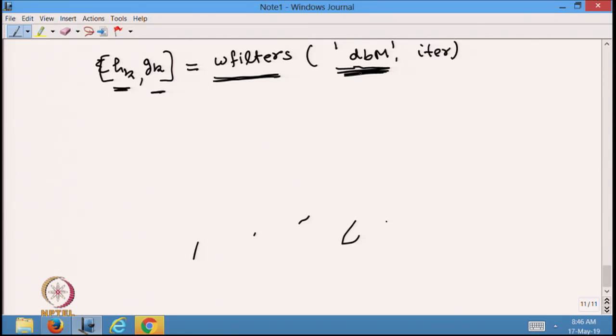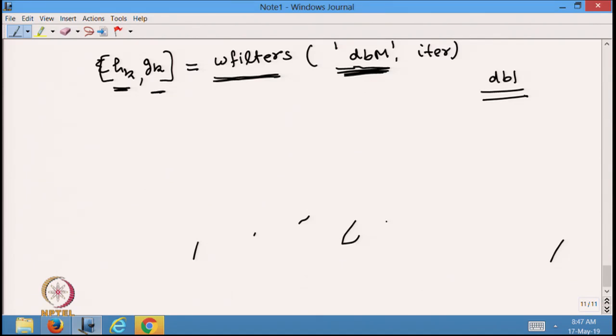Okay. So dbM: db stands for Daubechies, and M is the vanishing moment. So in the case of a Haar wavelet, what will you write? You will write db1.